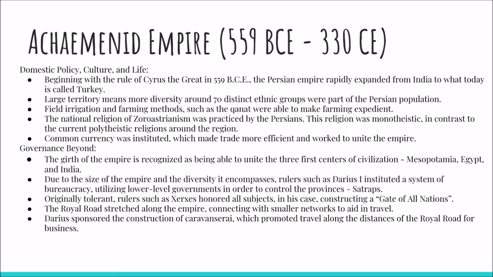More government-sponsored projects, such as the Royal Road, aided to unify the empire and aid trade. The Royal Road stretched along the empire, connecting with smaller networks to aid in travel. Darius also sponsored the construction of caravanserai, which promoted travel along the distances of the Royal Road for business. Originally tolerant, rulers such as Xerxes honored all subjects, in his case constructing a gate of all nations to welcome anyone. Drawing back to bureaucracy, however, this eventually worked to weaken the government by decentralizing the power of the upper rulers such as the emperor. Eventually, satraps were corrupt, and then the Achaemenid Empire fell.